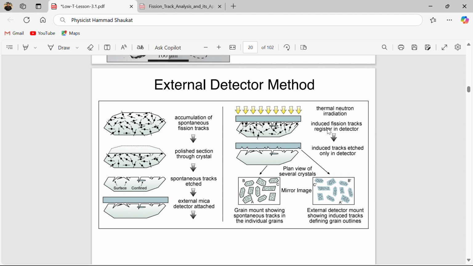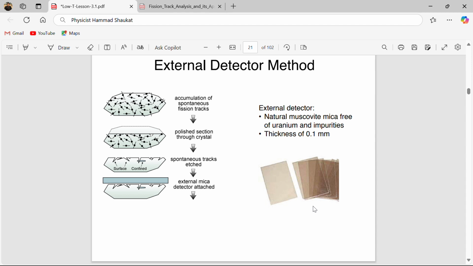After attaching this mica detector, our task is the thermal neutron irradiation. Thermal neutron irradiation means neutrons, but which neutrons? Slow neutrons have to be applied, not fast neutrons. Induced fission tracks register in the detector. After it registers, the induced track is only in the detector, and you can see two plan views of several crystals. These are mirror images. This is the grain mount showing spontaneous tracks in the individual grains, and this is the external track mount showing the individual tracks defining grain outlines.